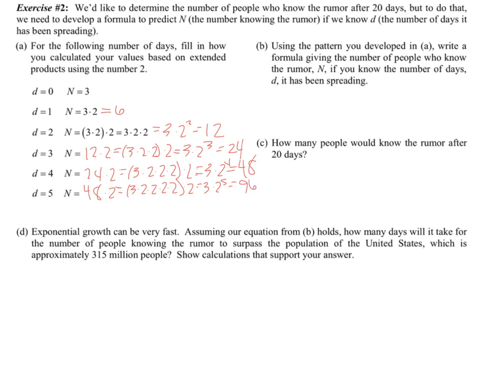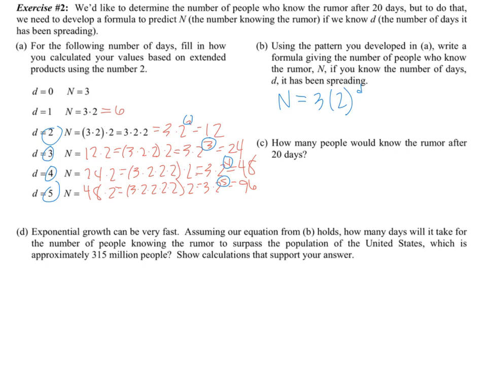So you'll notice we have a 2 here and 2 to the second power, a 3 here and 2 to the third power, a 4 here and 2 to the fourth power, a 5 here and 2 to the fifth power. So using the pattern you developed in A, write a formula giving the number of people who know the rumor if you know the number of days. So the number of people that know the rumor is 3 times 2 to the number of days. So this is how many doubles.